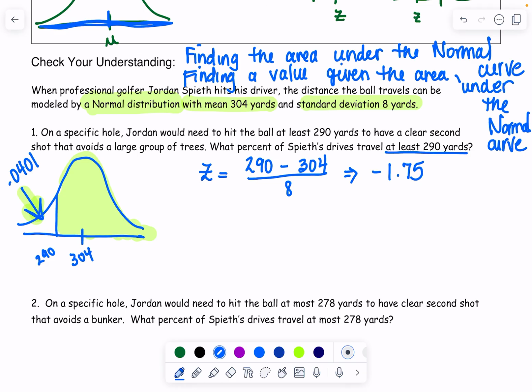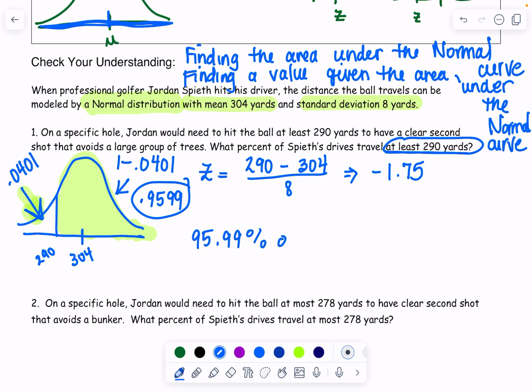But we wanted the at least 290 yards, so I want the right side. So I'm going to say 1 minus 0.0401, which is 0.9599. So in order to answer the question, I would say 95.99% of his drives travel at least 290 yards.